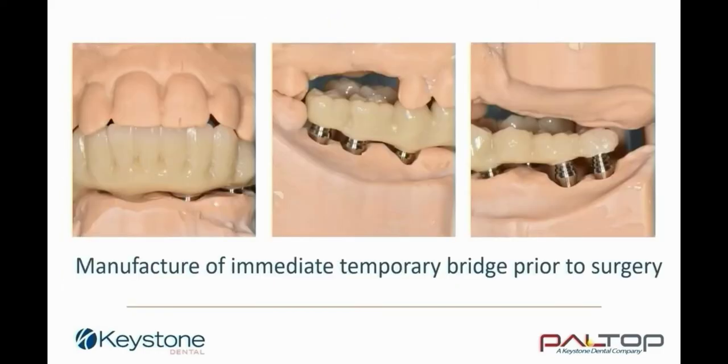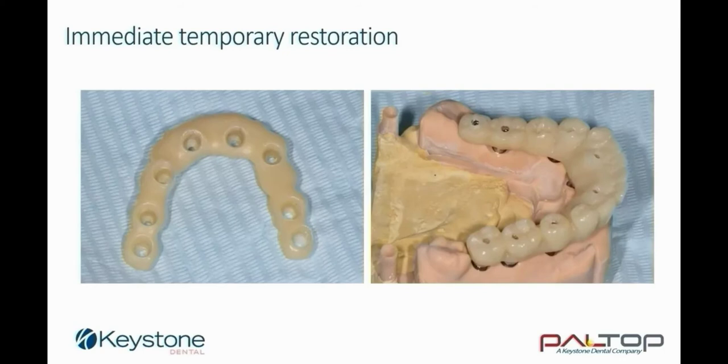The manufacture of the immediate temporary bridge was done through milling, using an Amann-Gerbach Ceramill motion milling machine. You can see on the fitting surface of the bridge the cavities housing the temporary titanium sleeves. And when you review the occlusal aspect of the bridge, you can see how the implant planning guaranteed the correct placement of the screw access channel for all the implants.